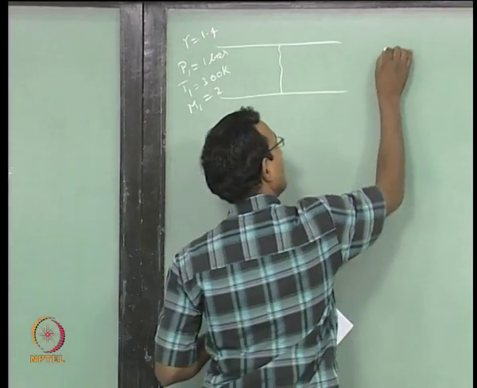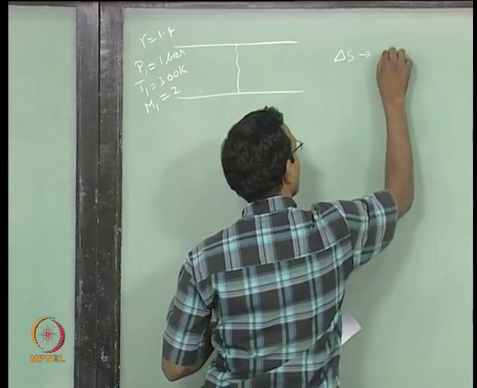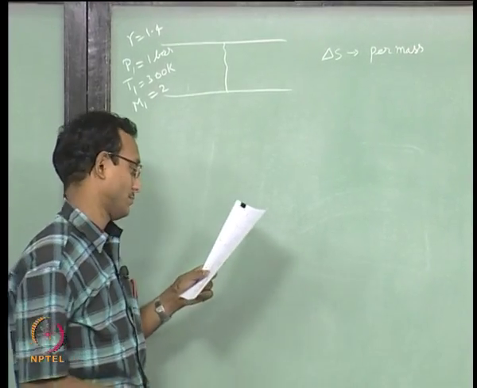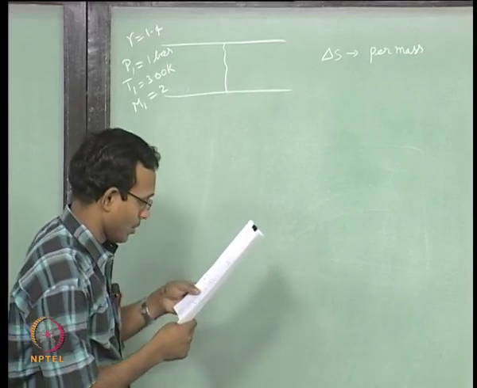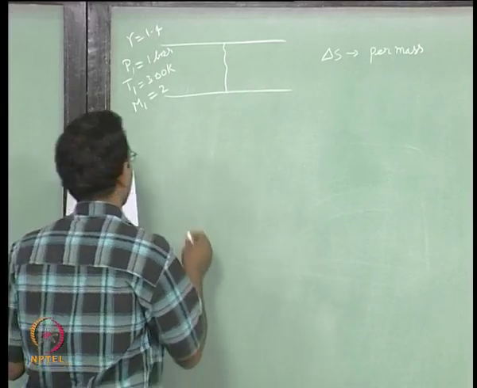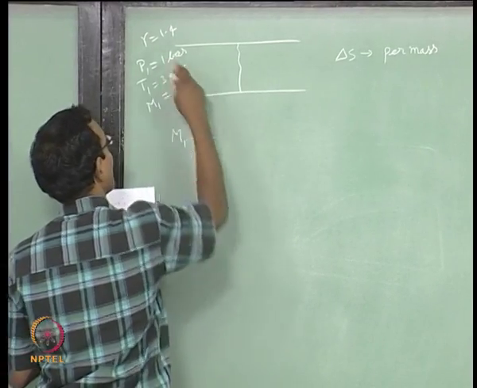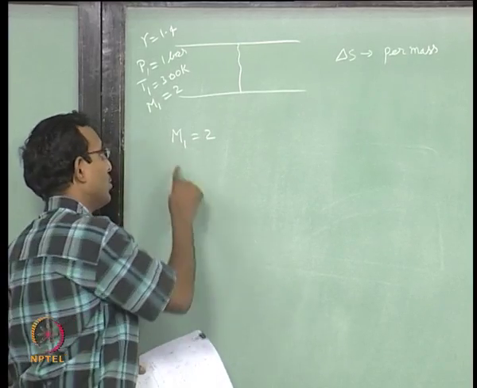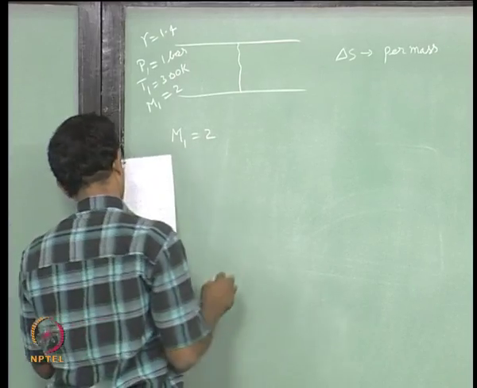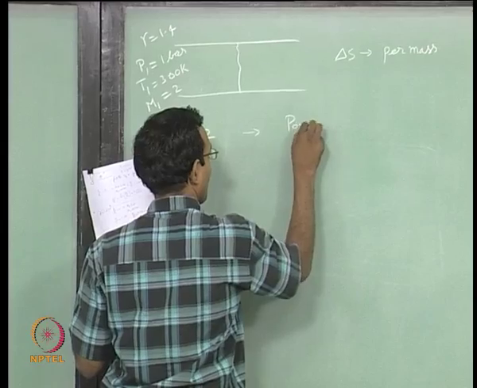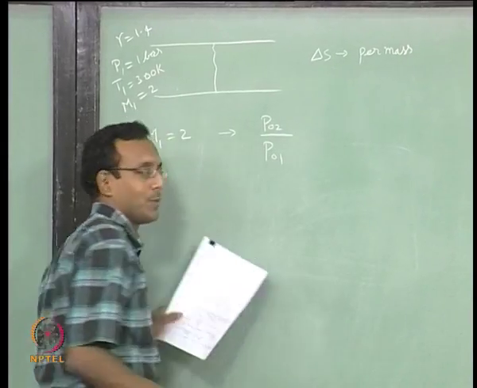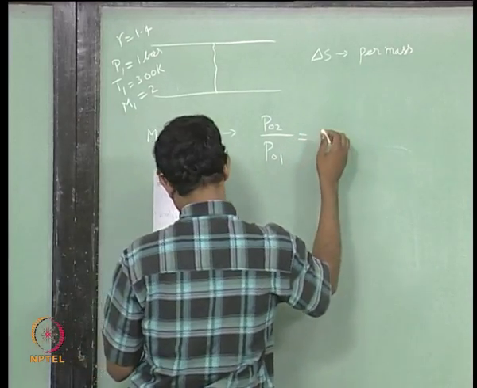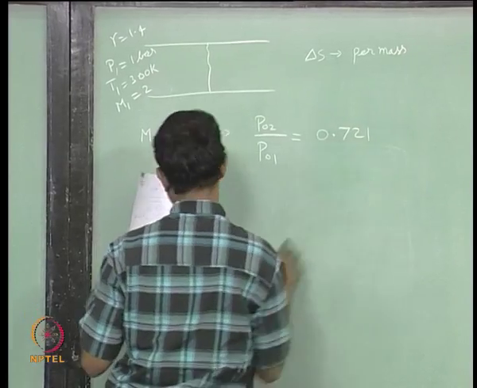I want delta S on a per mass basis. So how will I do this problem? I go to the normal shock tables for gamma equal to 1.4, and look at the row which has M1 equal to 2. There I look for P02 by P01, that is what my tables have. There are tables which give you P01 by P02, but mine has P02 by P01. This number happens to be 0.721.